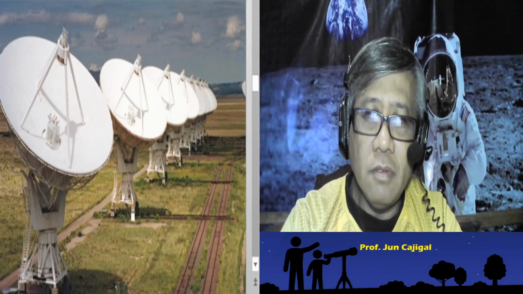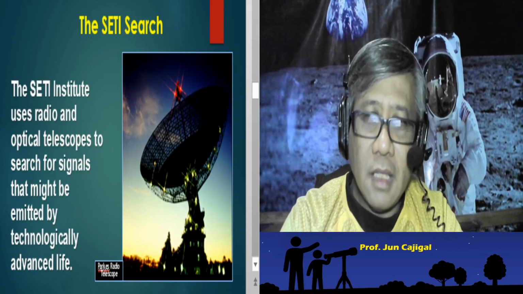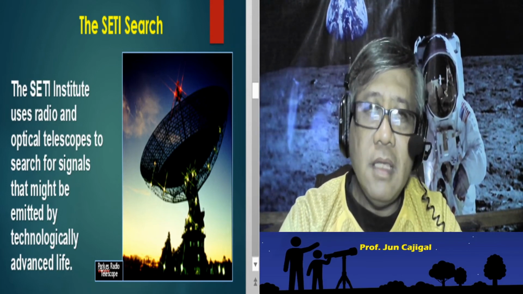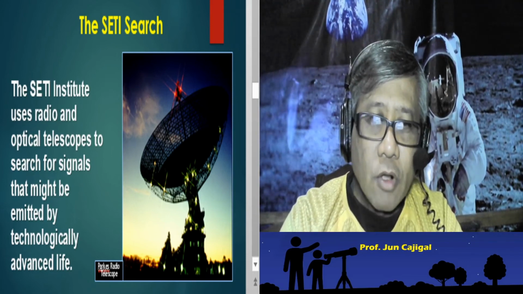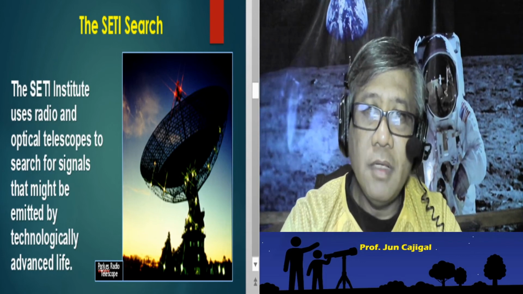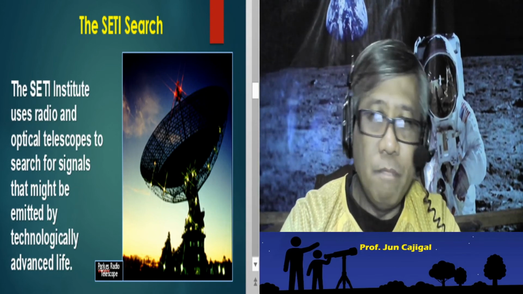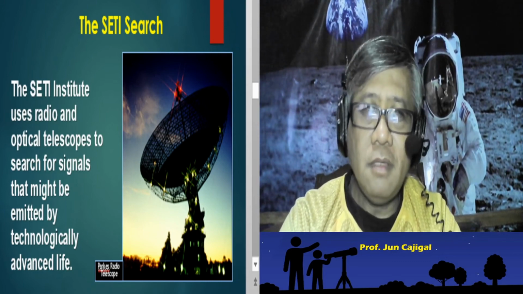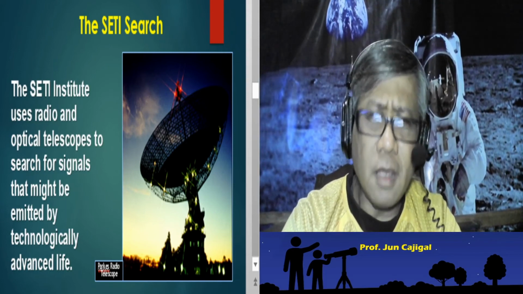Now, SETI is the acronym for Search for Extraterrestrial Intelligence. The SETI Institute uses radio telescopes combined with optical telescopes to search for signals, my dear netizens, signals that might be emitted or broadcast by technologically advanced life forms. Using those huge dish antennas, like a satellite dish, but these are very big.